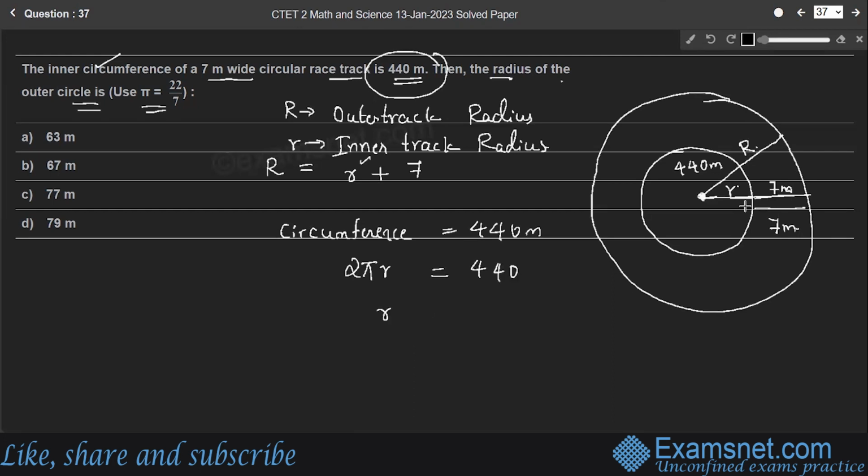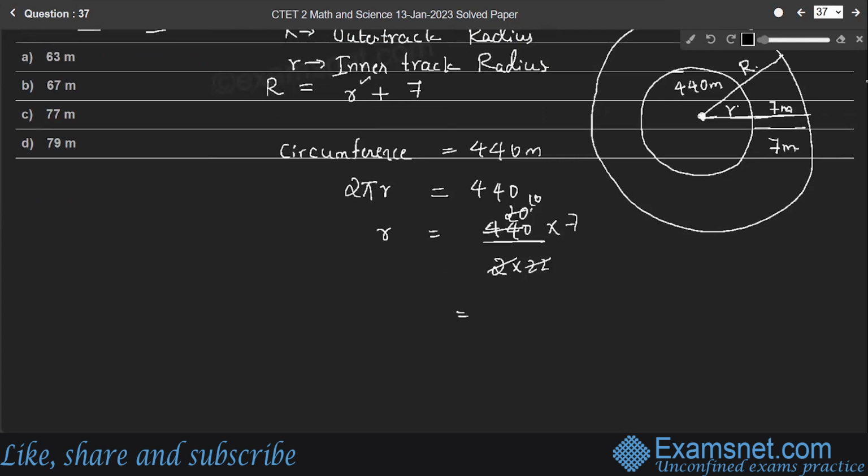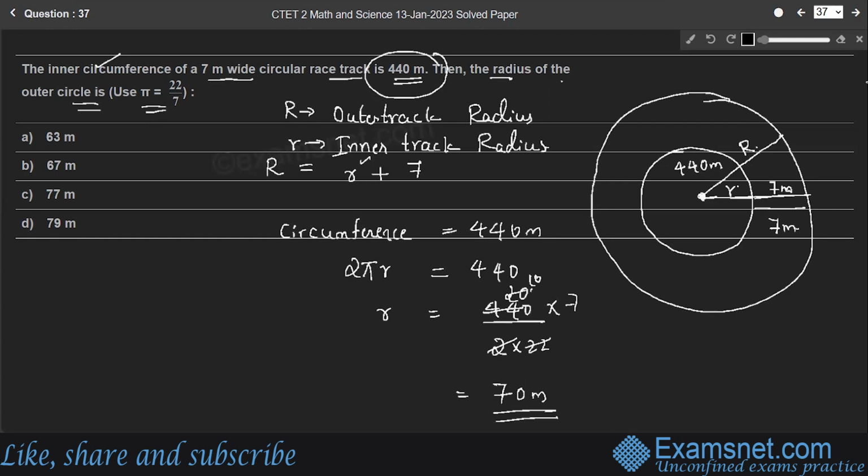Therefore, r, inner circle radius, is 440 by 2 pi. So pi is 22 by 7. The 7 goes to numerator. So 22 into 2 is 44. So it is 440 by 44 into 7, which is 10 into 7. So inner circle radius is 70 meters. Therefore, radius of the outer track, capital R, is small r, which is 70 meters plus 7. Therefore, it is 77 meters, right? Therefore, option C is the right answer.